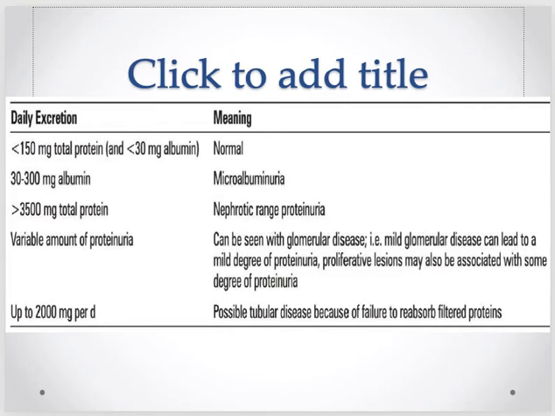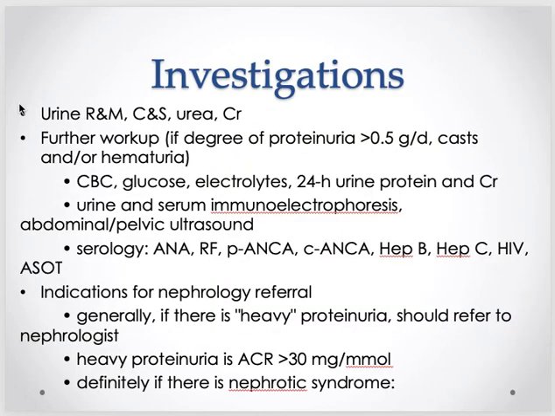So what investigations can we do whenever there's any proteinuria? We can do urine examination, culture and sensitivity, urea and creatinine. So what we are doing, we are looking for any urine infection, urine microscopy. We are doing all these tests, and we are doing urea and creatinine to check the kidney functions. And further workup if the degree of proteinuria is greater than 0.5 gram per day, or there is cast or hematuria. Hematuria means blood in the urine.